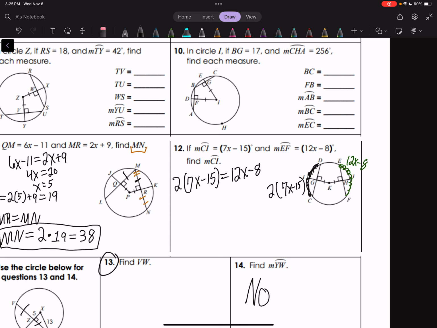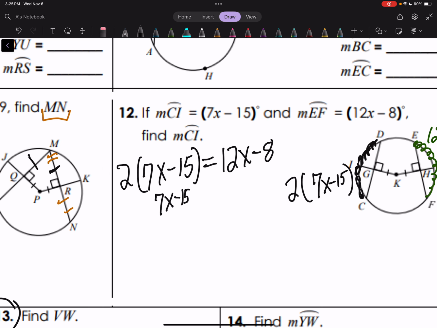Once again, use parentheses instead of equal. But when solving this, you're going to get 7x minus 15, and I'm dividing by 2, is equal to 6x minus 4. I'm going to have minus 6x for both sides, and add 15. X is equal to 11.